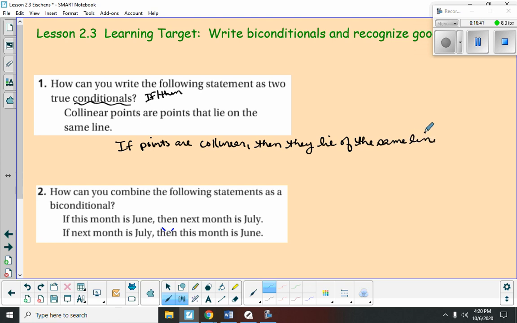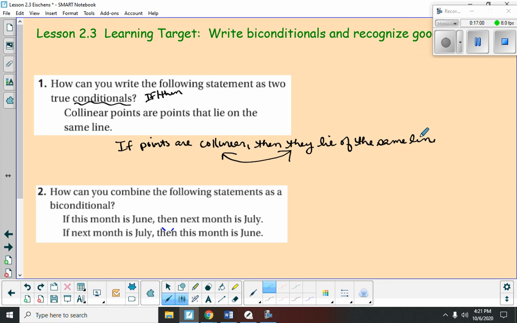All right, and then the other one would be if we wrote the converse, okay? So we would say if points lie on the same line, then they are collinear. So instead of writing that out, that's how we would do it. I'll just tell you. So if points lie on the same line, then they are collinear.